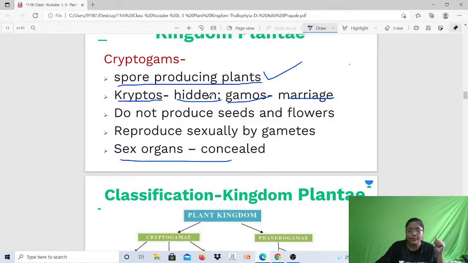The term cryptogams has been derived from two words. Cryptos, which means hidden, and gamos, it means marriage. Okay, now they do not produce seeds and flowers. Phanerogams, they produce seeds and flowers, but cryptogams, they do not produce seeds and flowers. They reproduce sexually by gametes, male gamete, female gamete. And the sex organs are concealed. Concealed means they are hidden, covered by a structure. You cannot see them. Chalo. So, any query, any doubt here? Anybody?